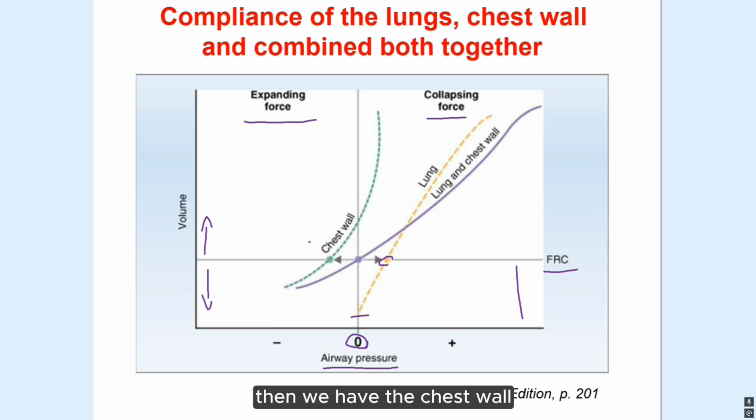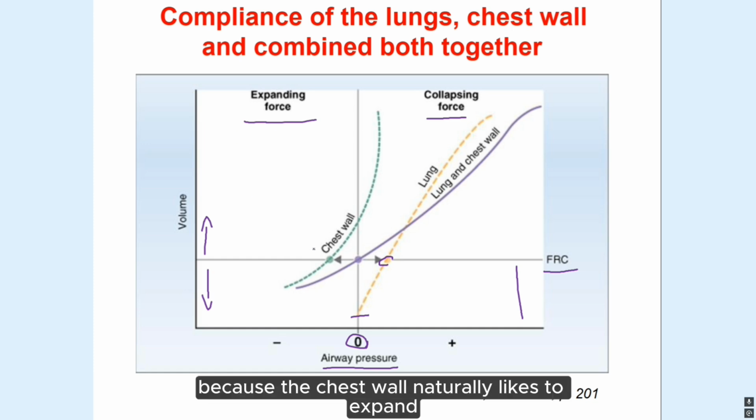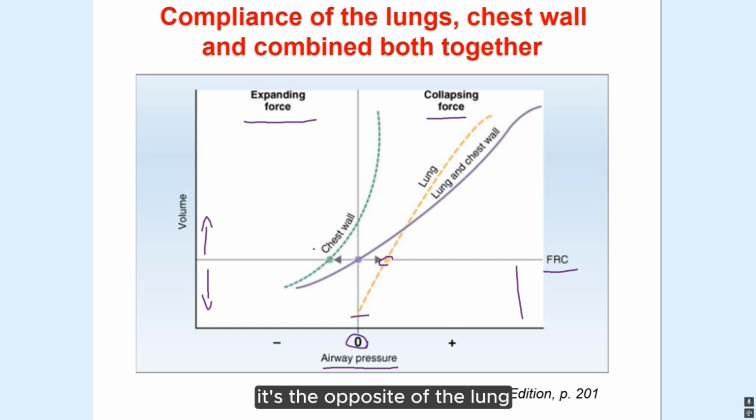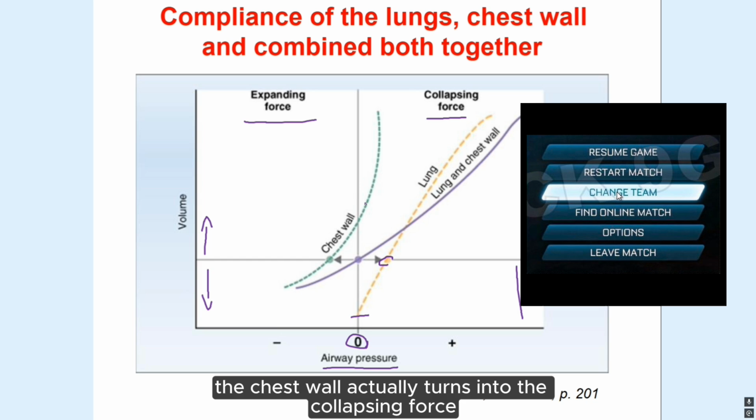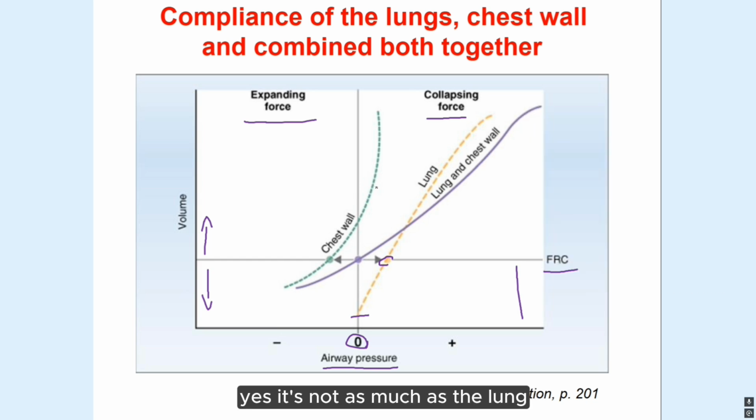Then we have the chest wall, which is at this green line over here. So we can see that the chest wall lies on the expanding force side. Why is that? Because the chest wall naturally likes to expand. It's the opposite of the lung. This is of course until a limit. You can notice that if we increase the volume more, the chest wall actually turns into the collapsing force. Yes, it's not as much as the lung, but still on the collapsing force.